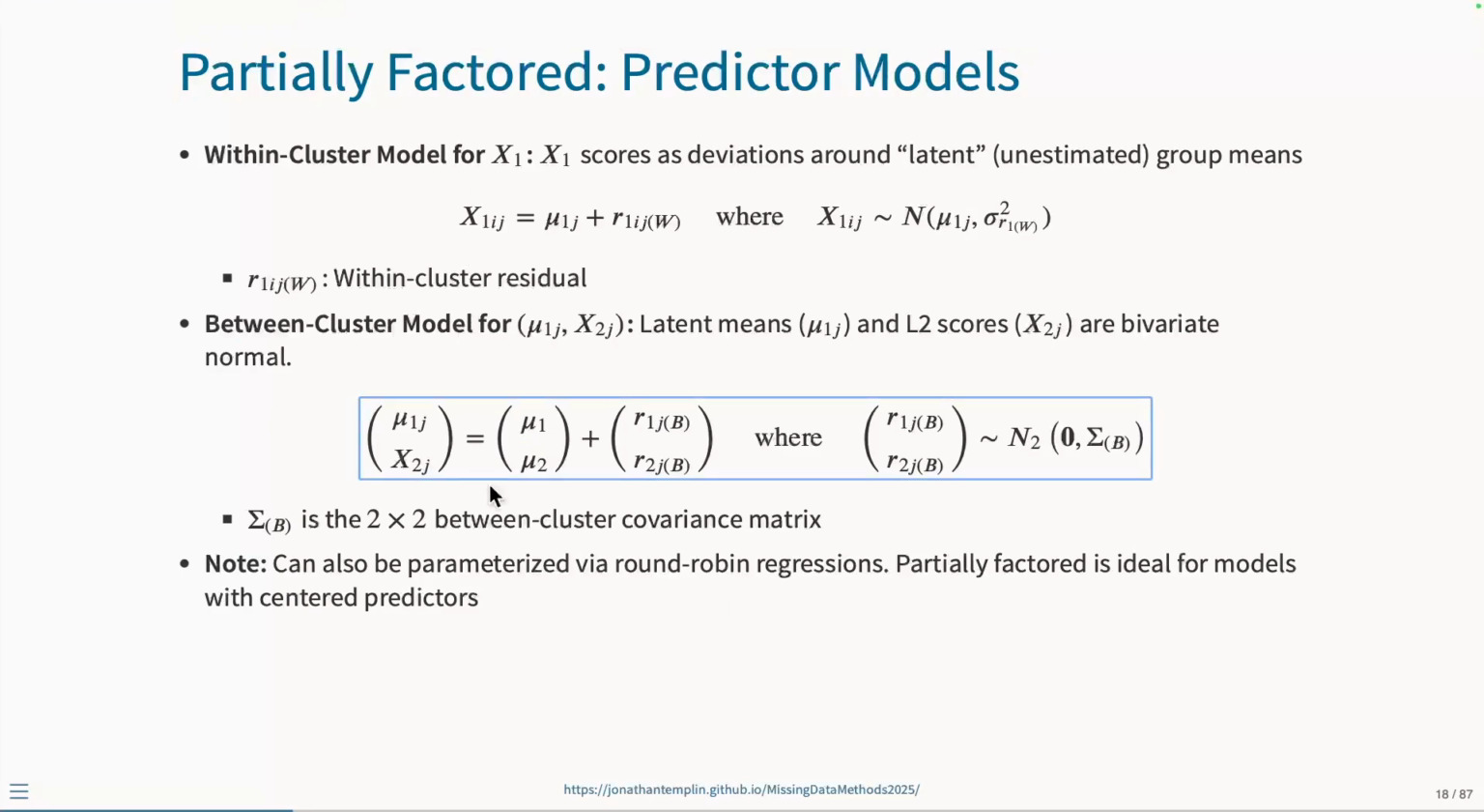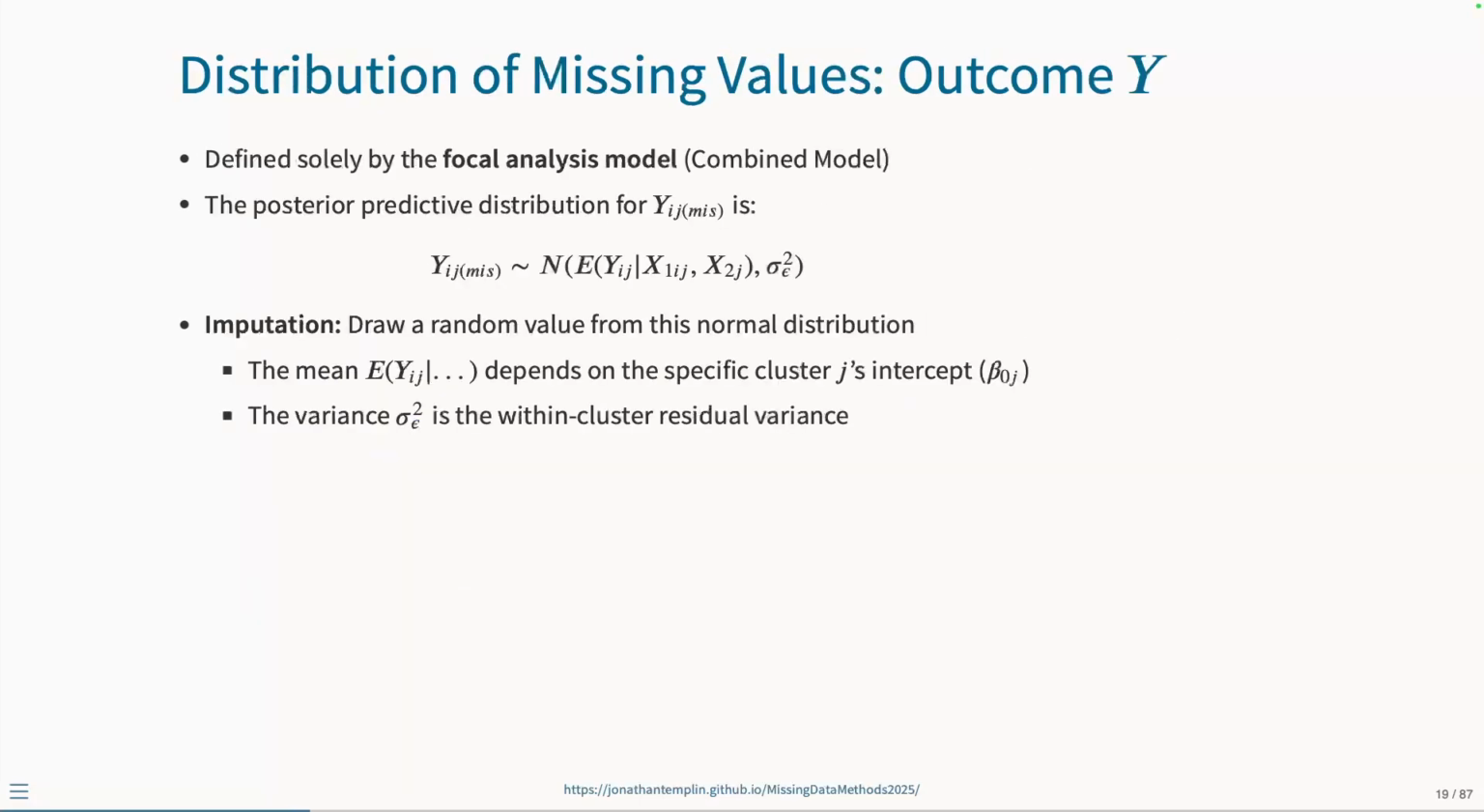so we talked about partially factored. Let's get into the distribution of the missing outcome for y. The posterior predictive value for this is basically defined by the full model. That's where I flipped back a few slides and said, here's the distribution of y given x1, x2. For imputation, you can draw a random value from this normal distribution, where the mean depends on the specific cluster j's intercept, and the variance is the within-cluster residual variance.